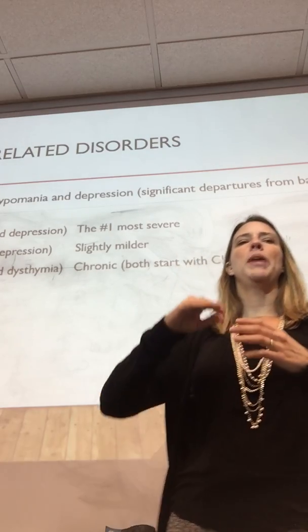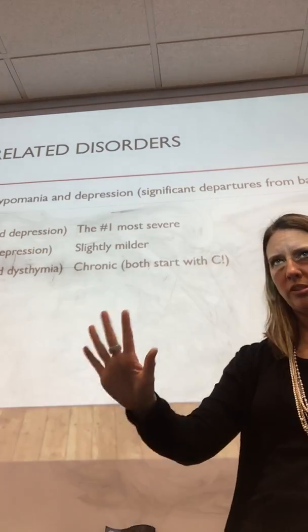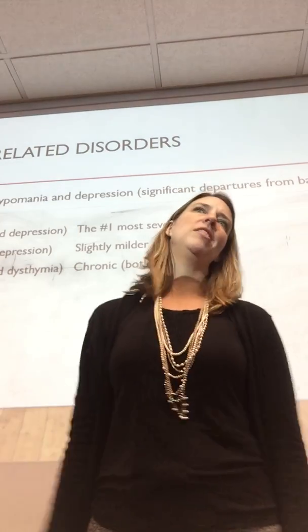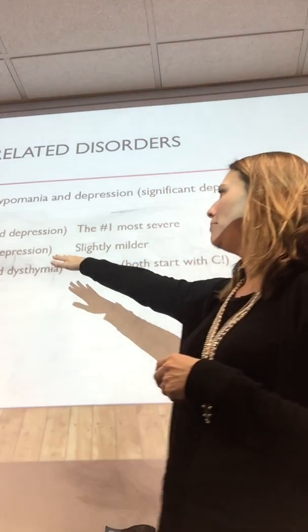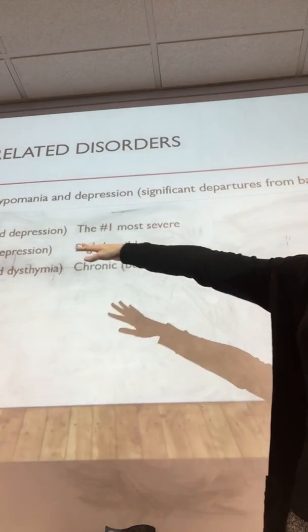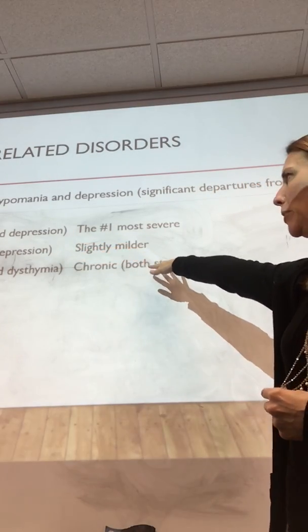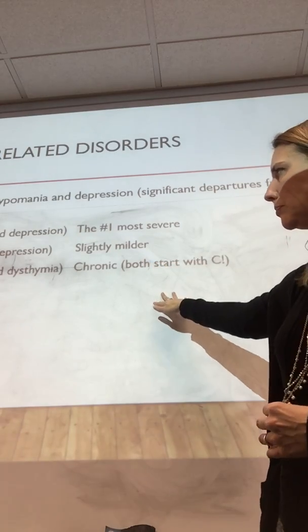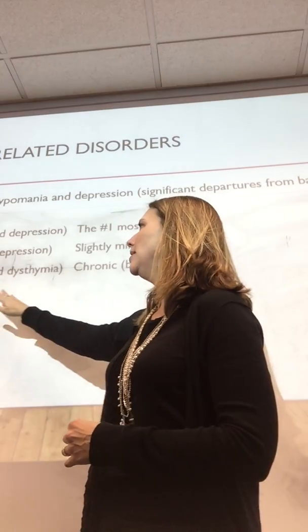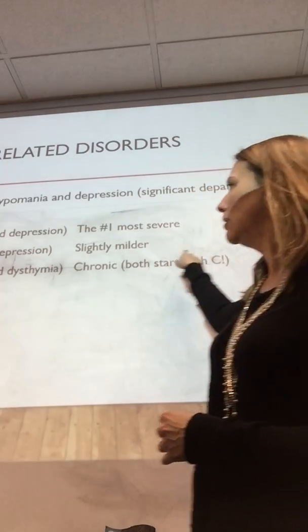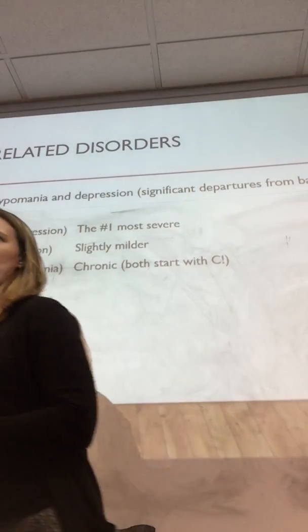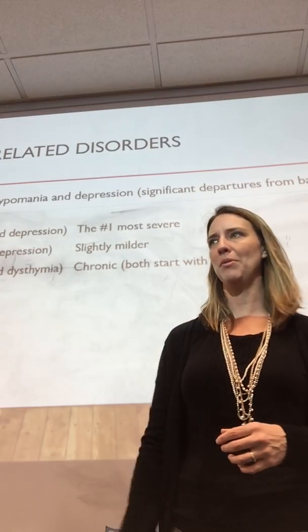So you can remember bipolar 1 is the number 1, most severe, right? I try to help you remember the little things that help me. Bipolar 2 requires hypomania and depression. Hypomania is slightly milder. And then cyclothymia is hypomania and dysthymia. It's chronic. So C, chronic, C, cyclothymic. So that's how you can remember that, right?